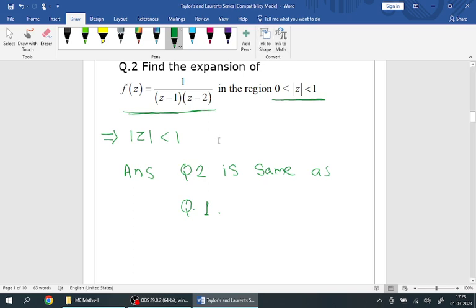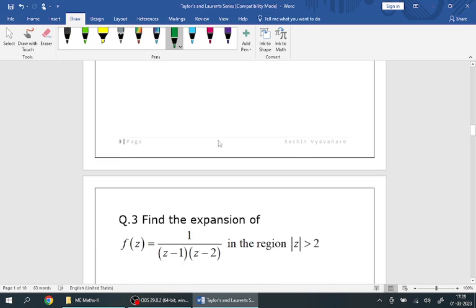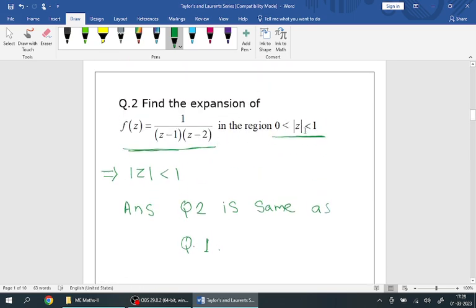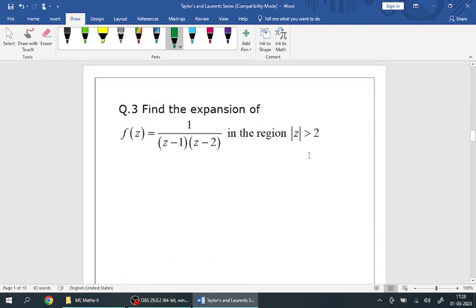So just whatever we did for the previous example, do the same thing there because it's the same region. Because we want to focus on mod z less than 1 or r less than 1. So if 0 less than mod z less than 1, then obviously mod z is less than 1. So the same thing is there. Come to the third question.